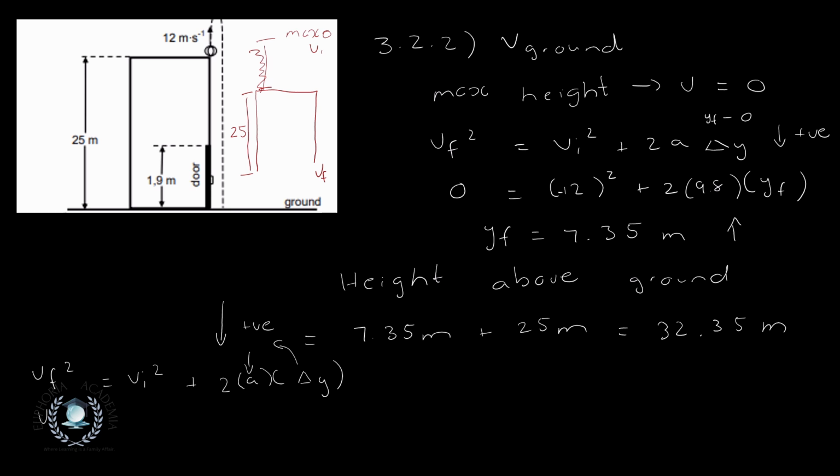Alright, so Vf squared is what we're trying to find, and we're moving from the maximum height where Vi is equal to 0, plus our 2 multiplied by 9.8 multiplied by that total distance above ground, 32.35 meters. After doing some maths, we're going to find that our Vf is equal to 25.18 meters per second, and it is pointing downwards.